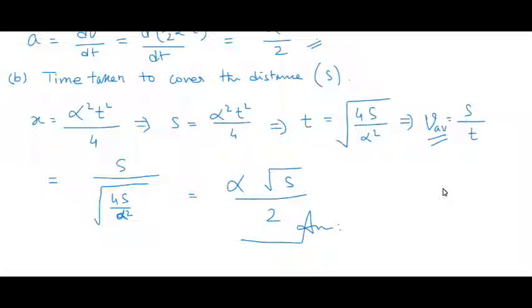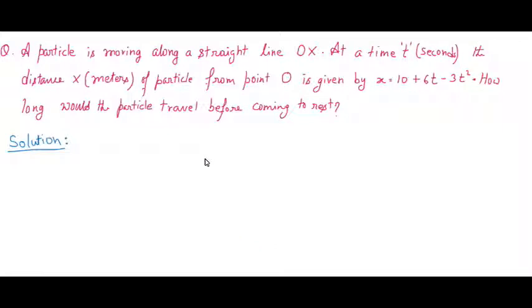Let's move ahead. Next question: a particle is moving along a straight line OX. At time t seconds, the distance x meter of the particle from point O is given by x = 10 + 60t - 3t². How long would the particle travel before coming to rest? So it is a case of retardation. So this is very simple.